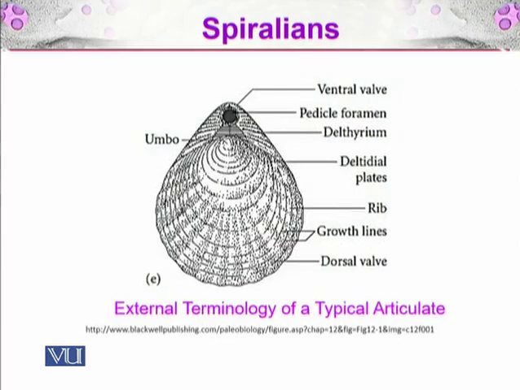And here, you can see the external terminology of a typical articulate. Articulates are a further form of these spiralians. These have the ventral valve. You can see the ventral valve in this picture. There is the pedicle foramen. Any pore that comes out of a solid structure, for example a bone or a shell, is called a foramen in anatomical terms. So this is the pedicle foramen, through which the muscles of the foot come out. And then there is the deltidium, the tibial plates, ribs, growth lines, and the dorsal valve.